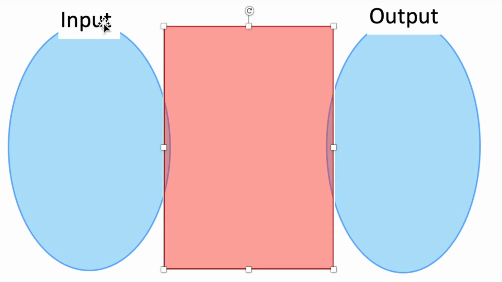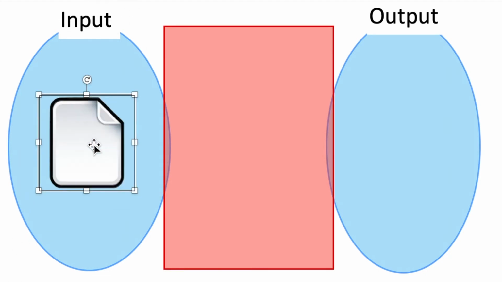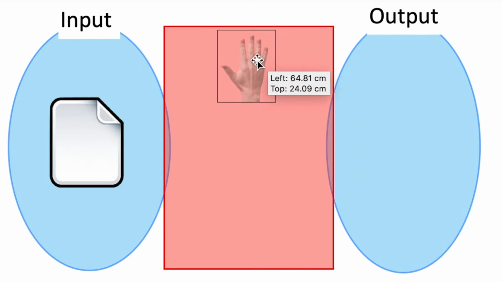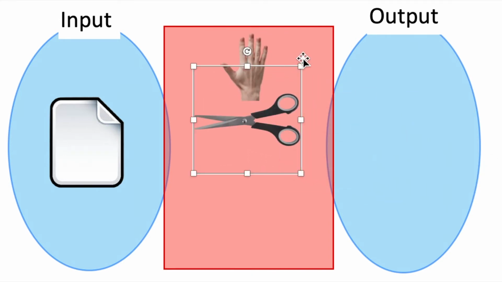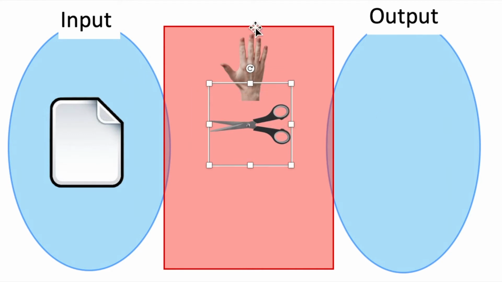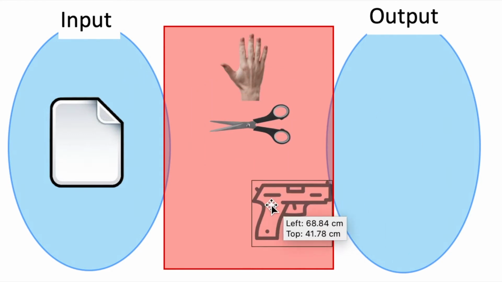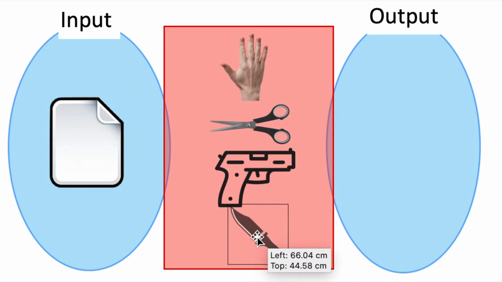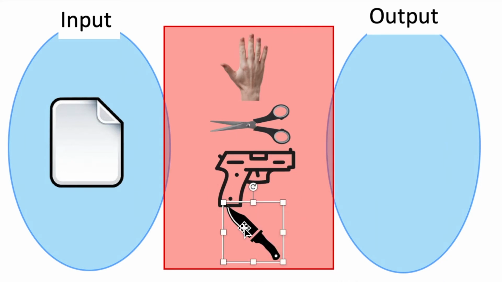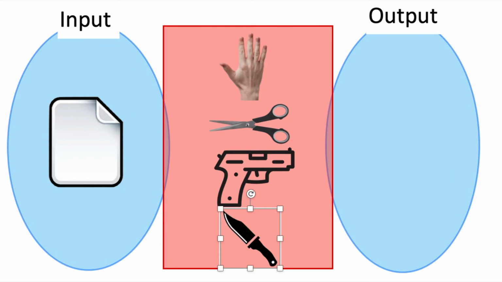So first of all, let's have the same input for every single one. Let's start off simple with a blank sheet of paper. Now let's imagine we have 4 tools. Could be anything. In this example, we'll have a hand, scissors, a gun, and a knife. And so what we're basically going to be doing is having our starting material, which is the blank paper, and passing it through each of these tools, and then we'll see what the outputs are.